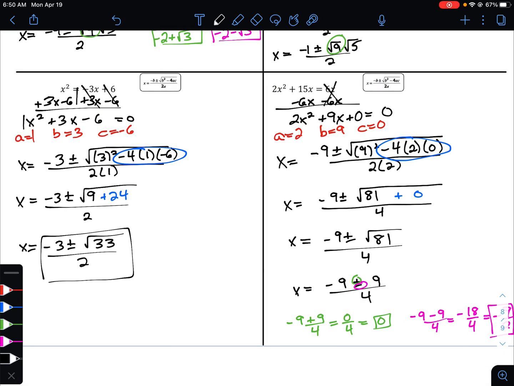All right guys, so that wraps up quadratic formula. Obviously we saw some different examples in this video, so hopefully you found that to be helpful.